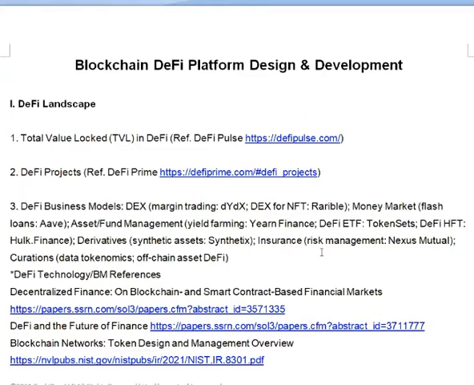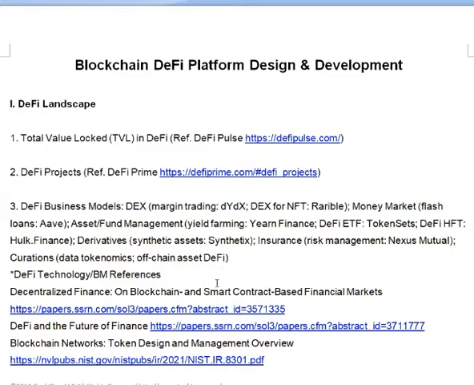Insurance is related to the risk management we are going to talk about later, and here is Nexus Mutual. Then curation is not so familiar if you are already working in DeFi, but this is actually the part I'm concentrating on. This is the part that motivated me to understand what can be developed on a DeFi platform and how I can design one for myself. So I will tell you about what I'm now going to do.